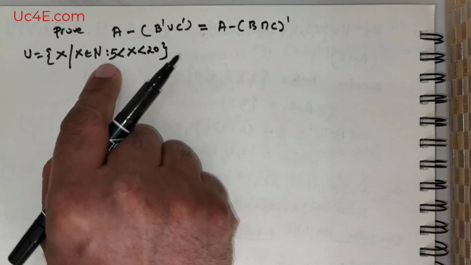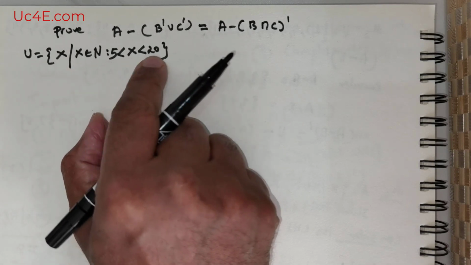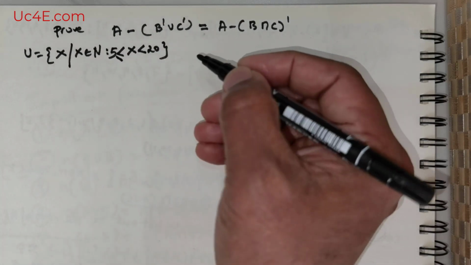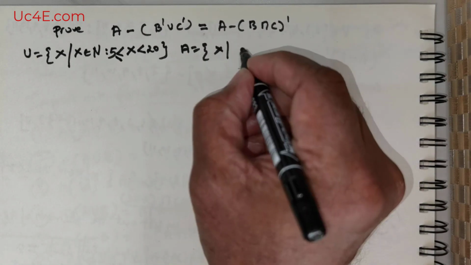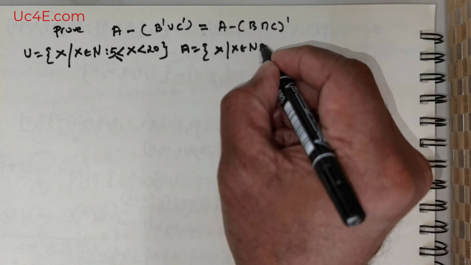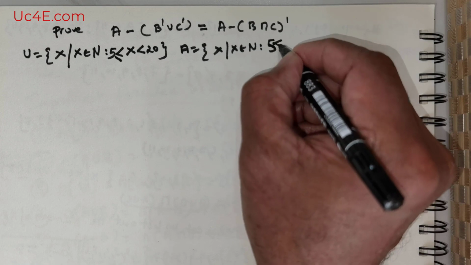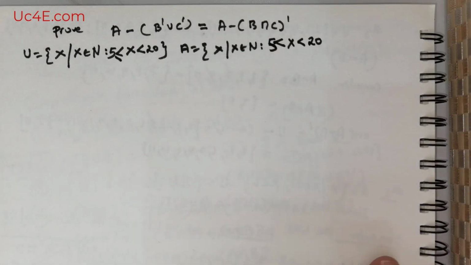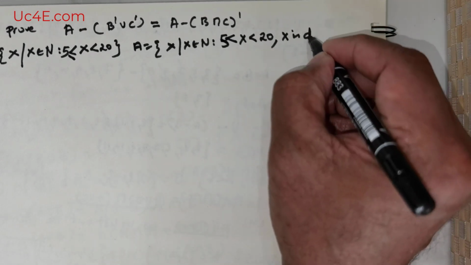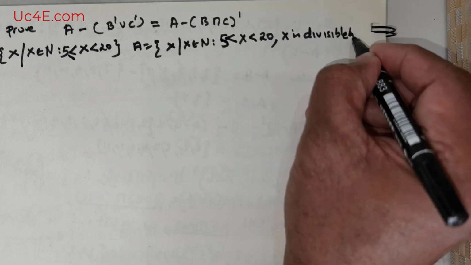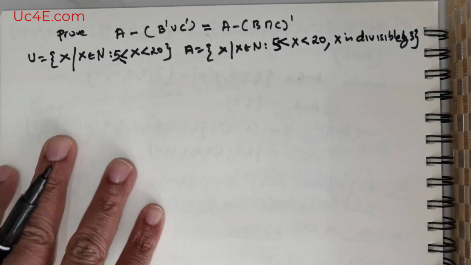So all values of X such that X is an element of natural numbers and X should lie between 5 and 20. Probably I will give a less than or equal to sign there. And we got the set A. Set A is all X such that X is an element of natural numbers, that is obvious, and that X is lying between 5 and 20, and that X is divisible by 3. So all these conditions have to be met by the set A, right?